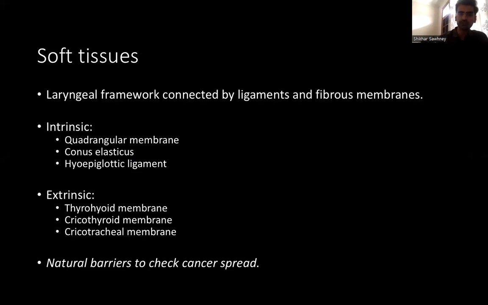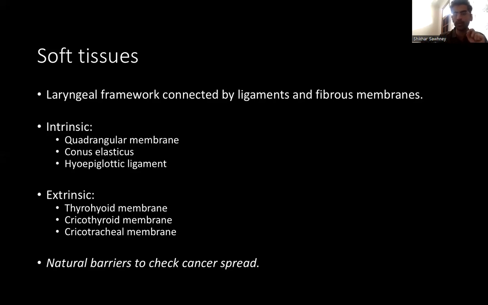Moving on to the soft tissues of the larynx, the laryngeal framework, that is the cartilage and the bones, are connected to each other by ligaments and various fibrous membranes. They are also divided into intrinsic and extrinsic soft tissues. The intrinsic soft tissues include the quadrangular membrane, the conus elasticus, and the hyoepiglottic ligament, whereas the extrinsic ones include the thyrohyoid membrane, the cricothyroid membrane, and the cricotracheal membrane.